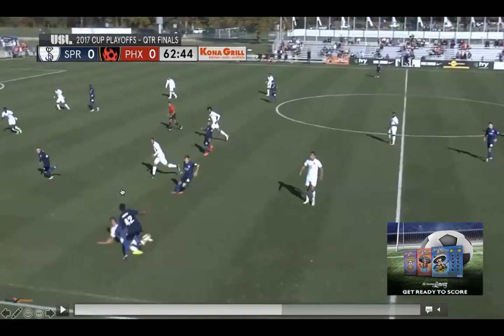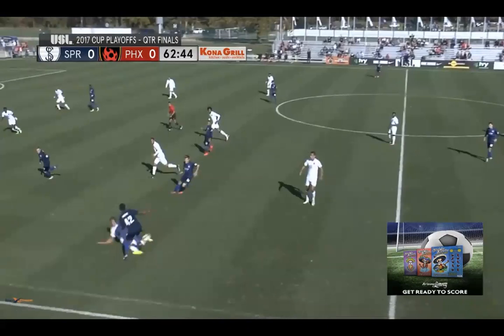He doesn't actually endanger the safety of the opponent because there's not as much force in it, and because he doesn't actually make meaningful contact with the opponent. There needs to be a successful completion of a bad challenge here for this player to be sent off. Because he doesn't actually make significant contact with the opponent, we don't need to show a red card here.